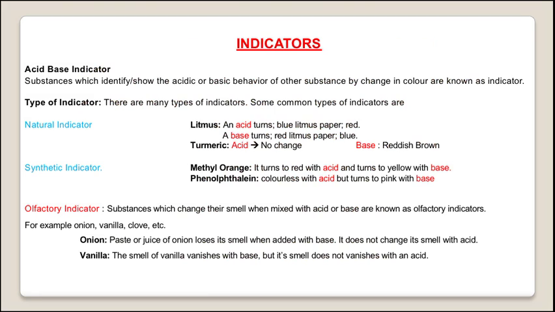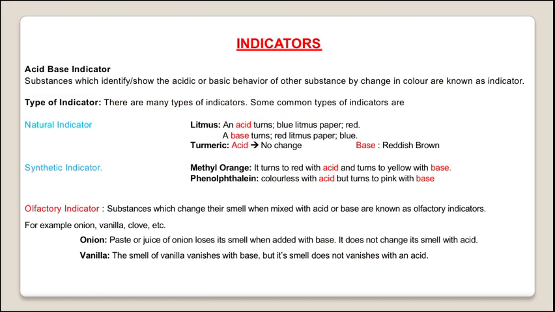Litmus is derived from the lichen plant, and the natural color of litmus is violet or purple, and when it comes to the market it comes in the form of blue and red. When litmus is put into acid, it turns blue litmus paper red, and if it is put into base it turns red litmus paper blue. This means we have two types of litmus paper, red and blue. It can be used to test acids and bases.